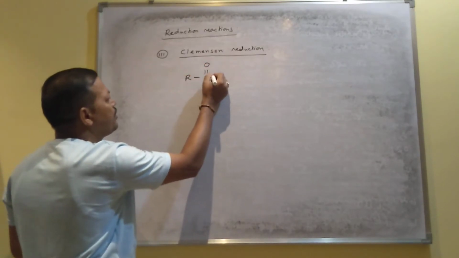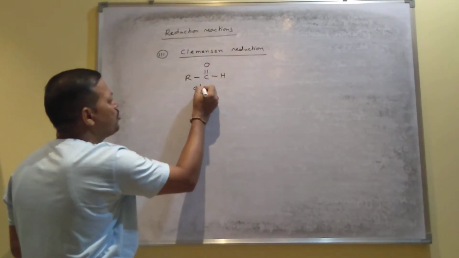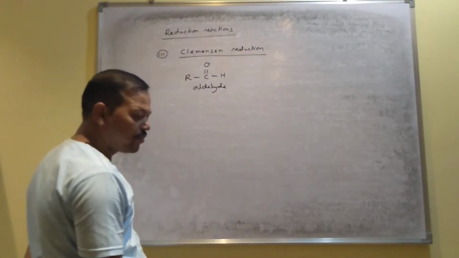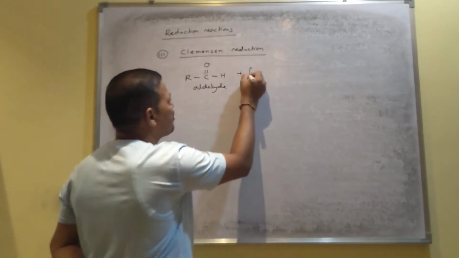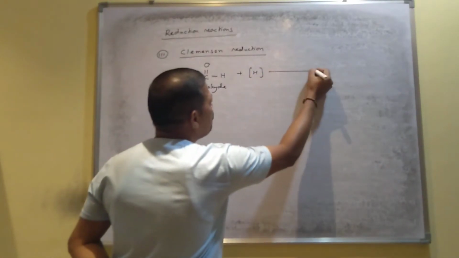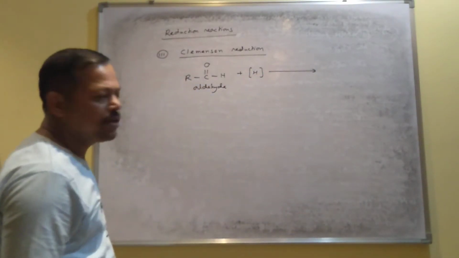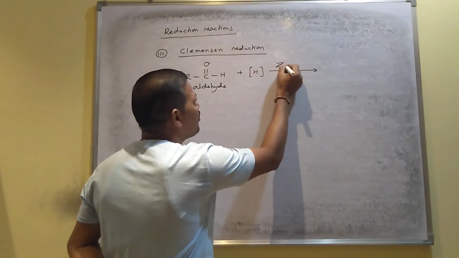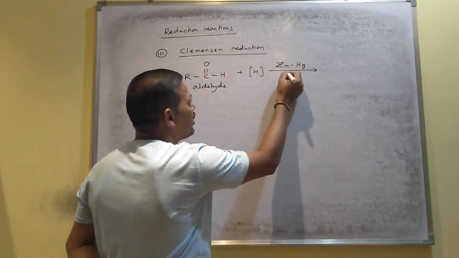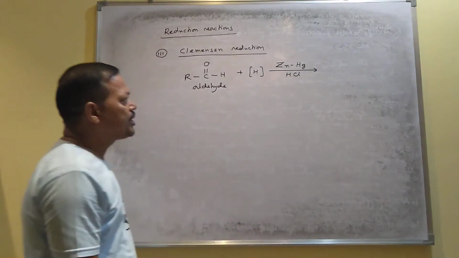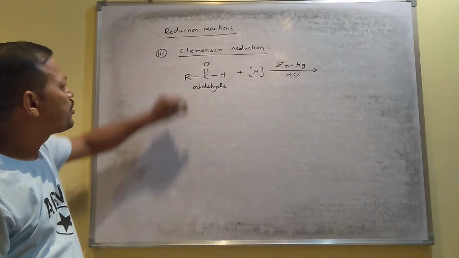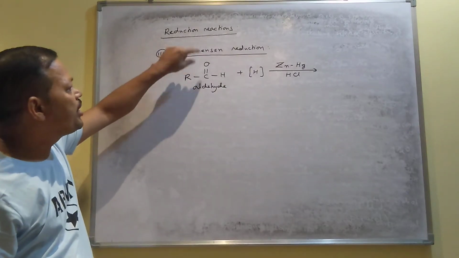This is aldehyde, RCHO. When aldehyde undergoes reduction in presence of one special reducing agent which is used by Clemmensen, that is zinc amalgam, I mean zinc combined with mercury, and HCl is added. This is the special reducing agent used by Clemmensen. Then this oxygen is completely removed from the compound.